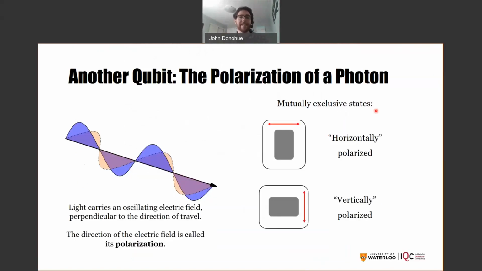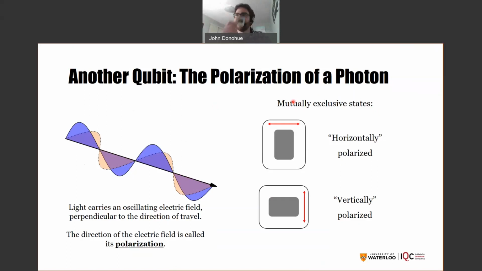So we know that light is an electromagnetic wave. Light carries an electric field. If I'm a beam of light and I'm traveling towards you, I am carrying an electric field with me, and that electric field is going either up and down like this or side to side like this, some direction perpendicular to the direction of the beam's travel. The direction of that electric field is called the polarization. Now, there are two what we call mutually exclusive states of polarization. If the photon is horizontally polarized, it is definitely not vertically polarized. If it is vertically polarized, it is definitely not horizontally polarized.